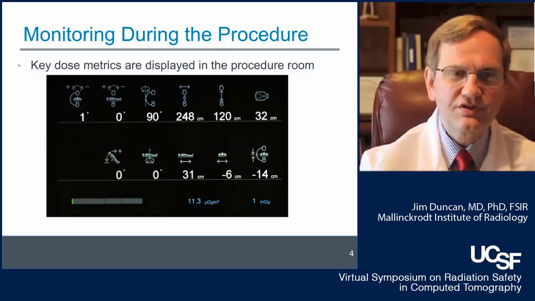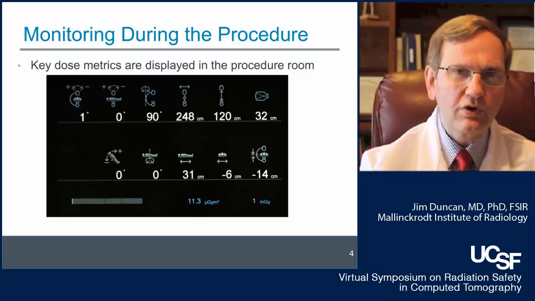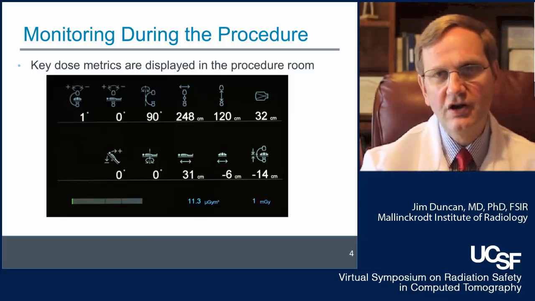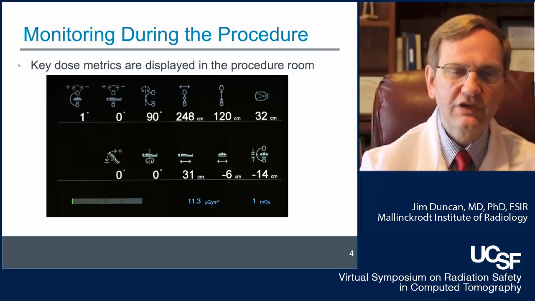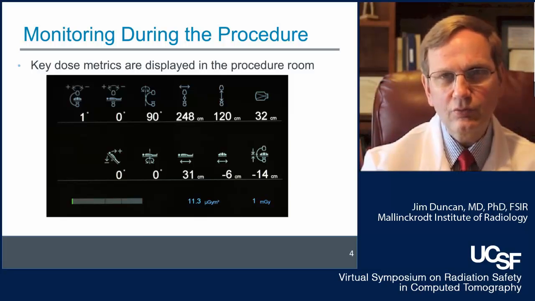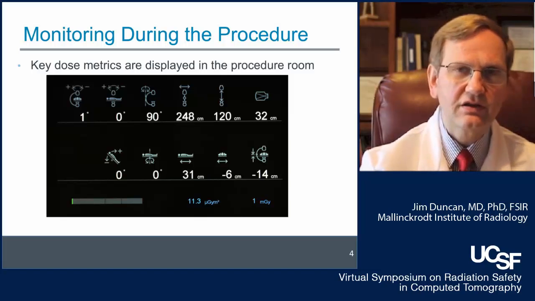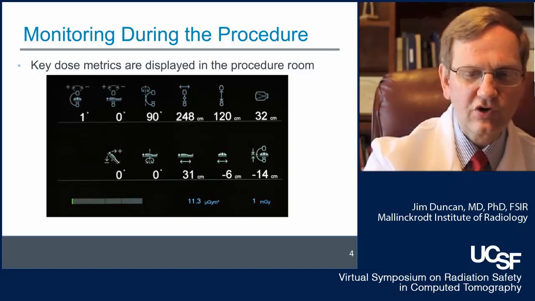During the procedure, there are different ways to monitor. There are displays in the room. Here's an image of one of ours where there's a bar graph at the bottom left that shows heat units building in the tube. The next metric at 11.3 is Kerma area product, and finally at the bottom right is 1 milligray of reference point air Kerma.